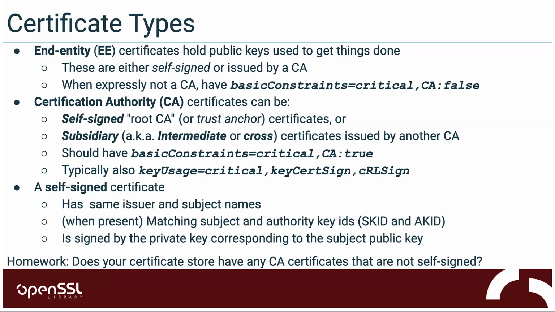A self-signed certificate has the same issuer and subject name, and it's non-empty. If it's a CA, it really should be non-empty. And when those extensions are present, they usually should match: they'll have matching subject and authority key identifiers. And of course, to be self-signed, you actually need to have used the same key to sign a certificate that it has in it as the public key of the key holder.